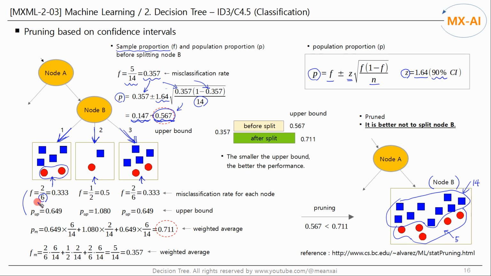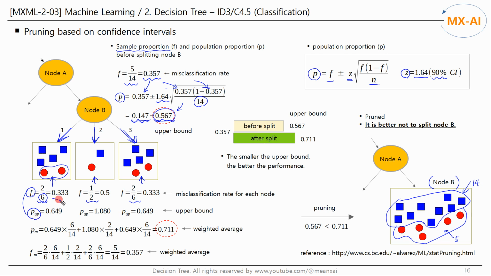Therefore, the misclassification rate of the first node is 2/6, and that of the second node is 1/2, and that of the third node is also 2/6. These are the sample proportions F. Next, let's calculate the upper bound of the population proportion.